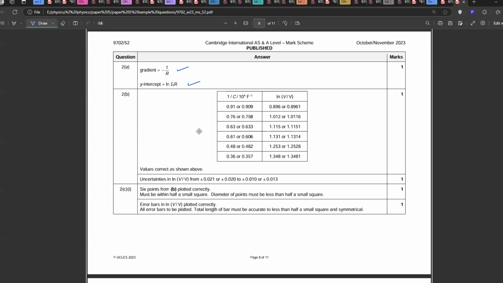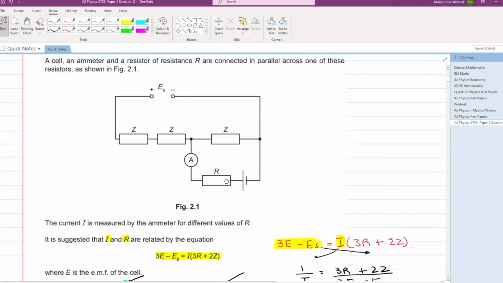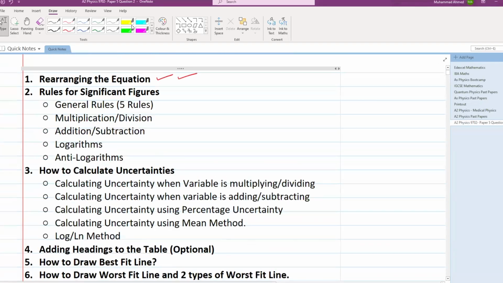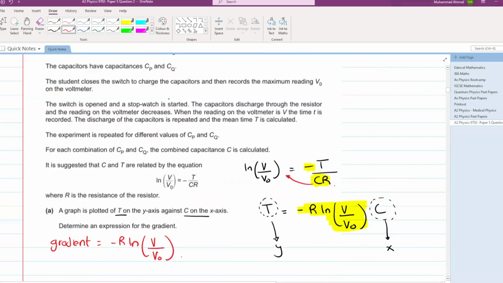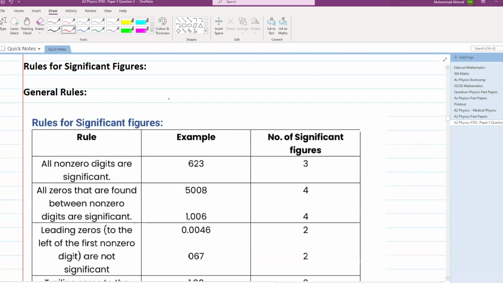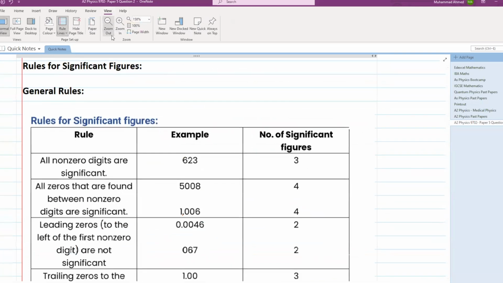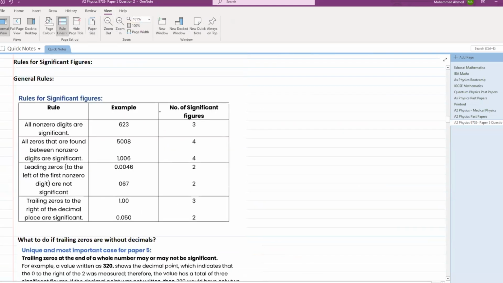So this marks the end of our first topic, that was rearranging the equation. Let's come on to the next topic, that is the rules for significant figures. There are some specific rules for significant figures that you need to follow if you want to attain a good mark in paper 5 question 2.